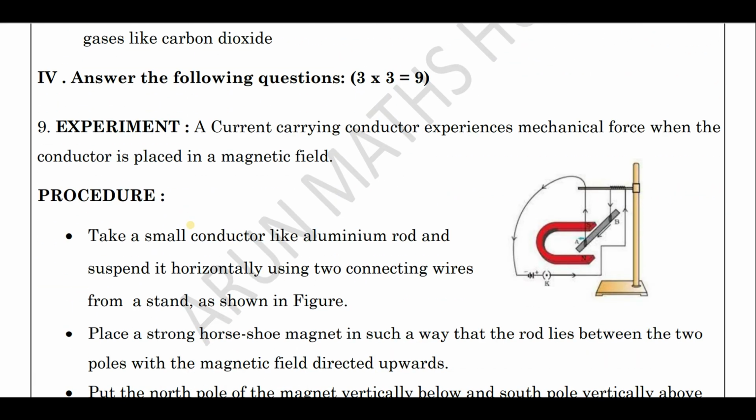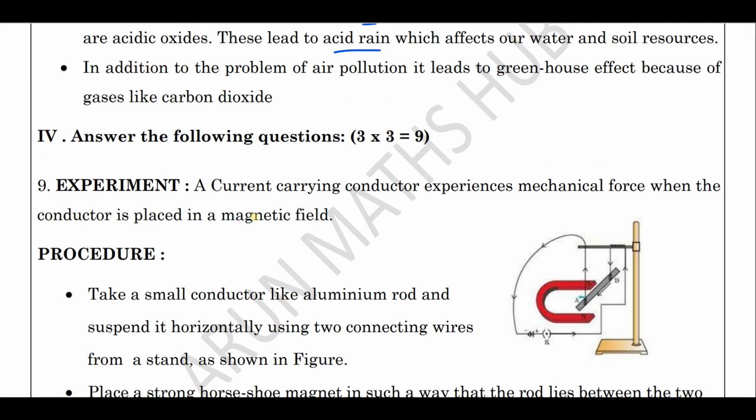Ninth question, 3-mark question. Dear students, in physics, you can expect experiment based questions. For example, finding the focal length of a convex lens. You should be thorough with the experiments in the book. Here they have asked 3 experiments. That is, a current carrying conductor experiences mechanical force when that conductor is placed in a magnetic field.